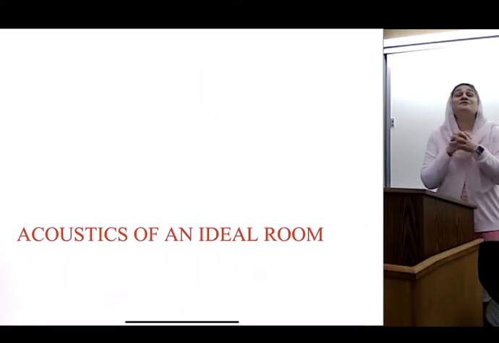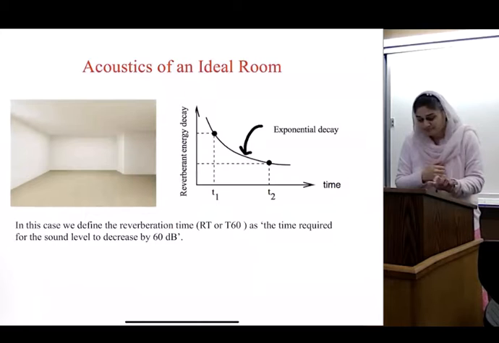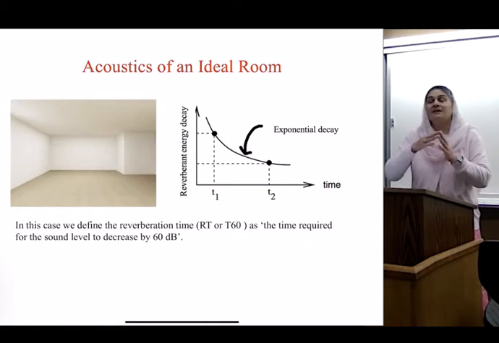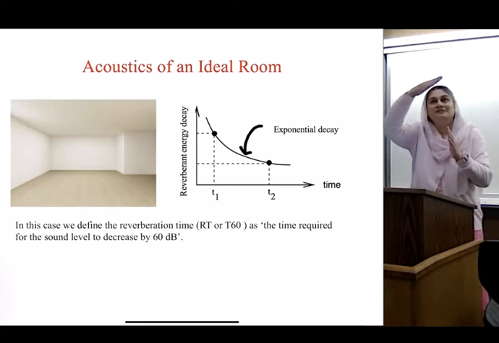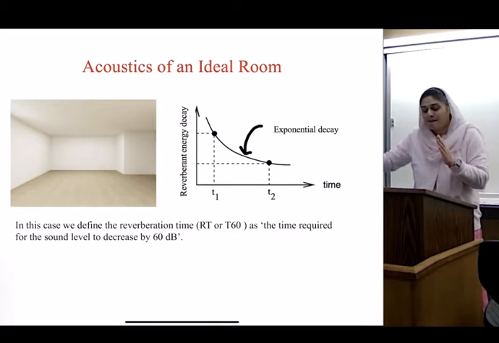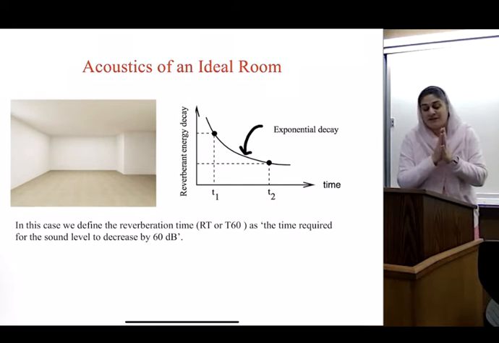So what do you have to do if you want to construct an ideal room? In an ideal room, the sound goes down as an exponential, so very quickly does the sound go down. And more often than not, what we define the reverberation time as is the time required for the sound level to decrease by 60 decibel.